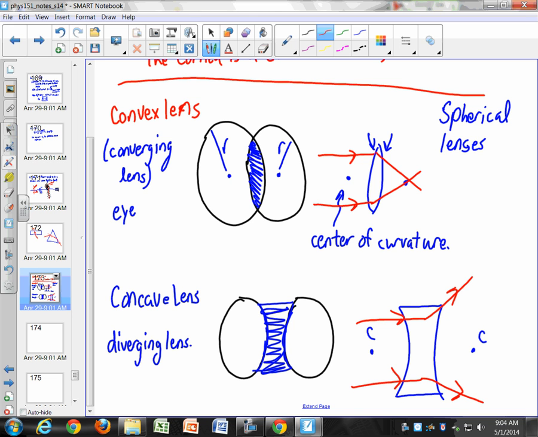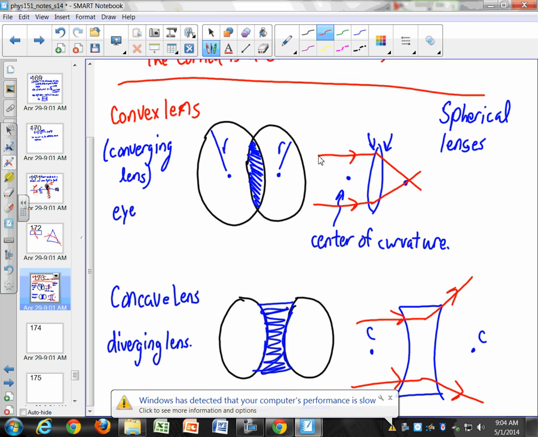And have I shown you? I did show you all the other types of lenses, right? Biconcave, biconvex, plano-concave, plano-convex. These two are biconvex and biconcave. We'll deal primarily with these, and these are the most common lenses, these two.